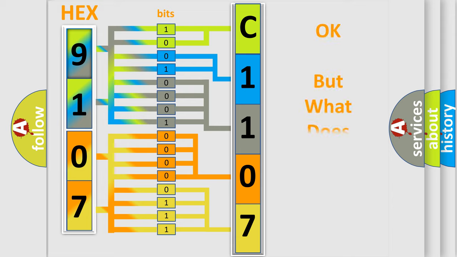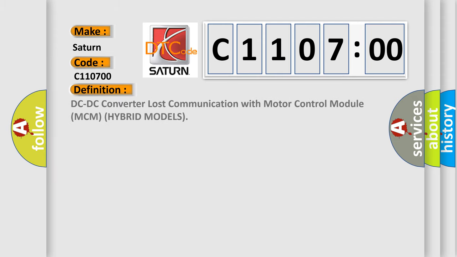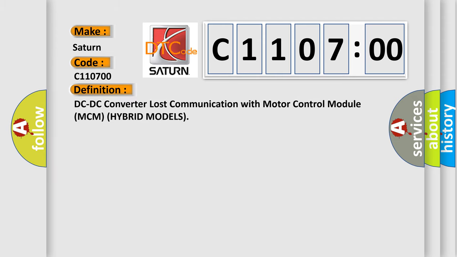The number itself does not make sense to us if we cannot assign information about it to what it actually expresses. So, what does the diagnostic trouble code C1107-00 interpret specifically for Saturn car manufacturers? The basic definition is: DC-DC converter lost communication with motor control module MCM, hybrid models.